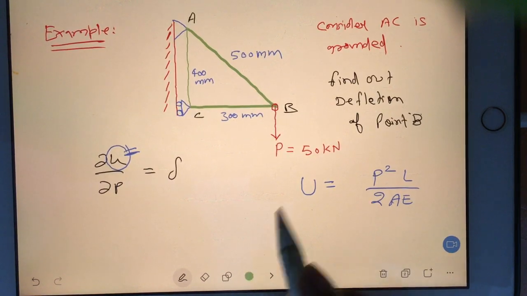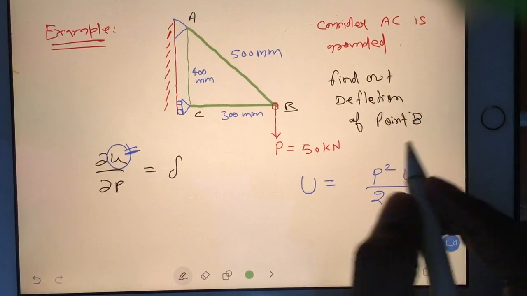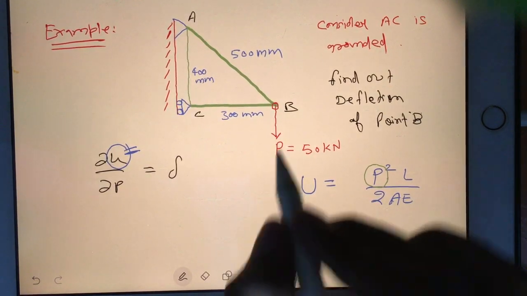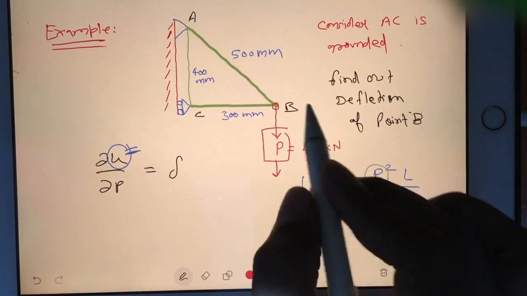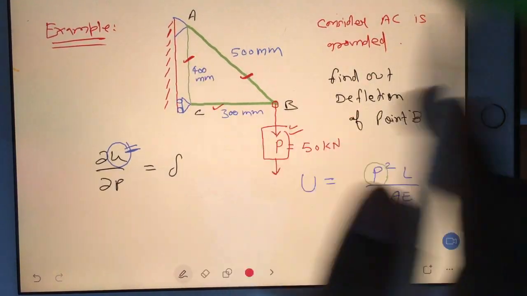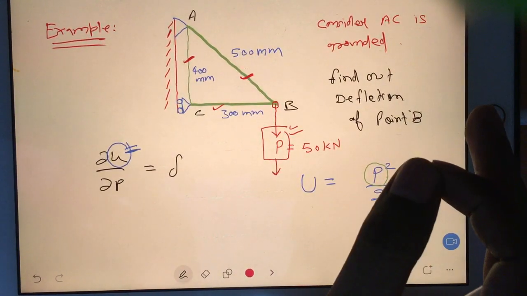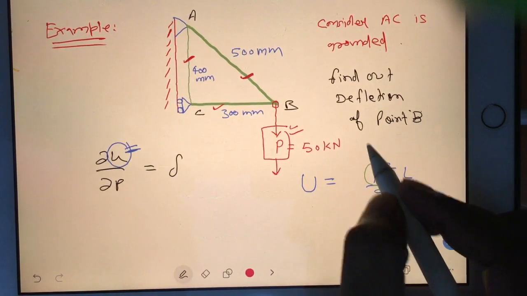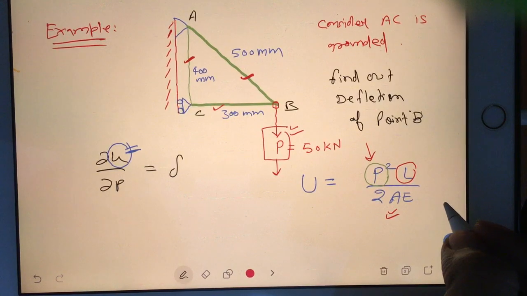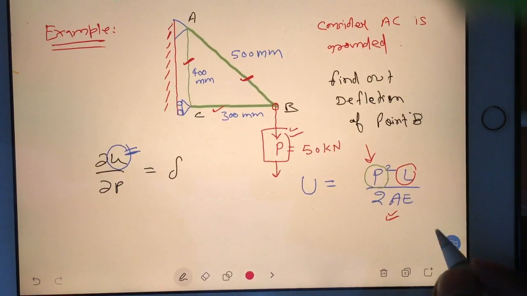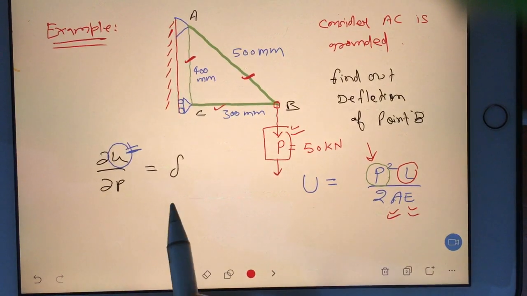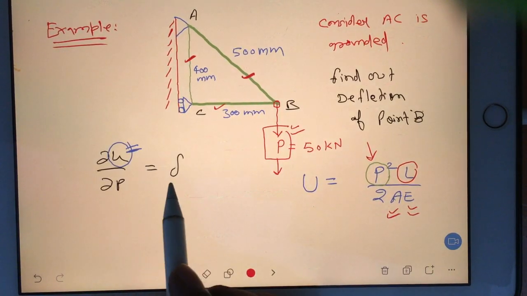So our job is to find out in every member how much load is being distributed, because this load P is acting downward. So under the influence of this load, every member will experience some amount of axial force. That axial force we will substitute here, and length is given, and area we will consider, whatever is the data, and then we will substitute the E value. We will differentiate the U value and we'll be getting our delta.